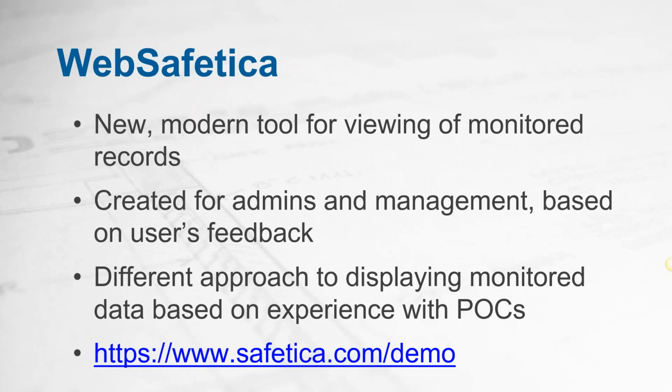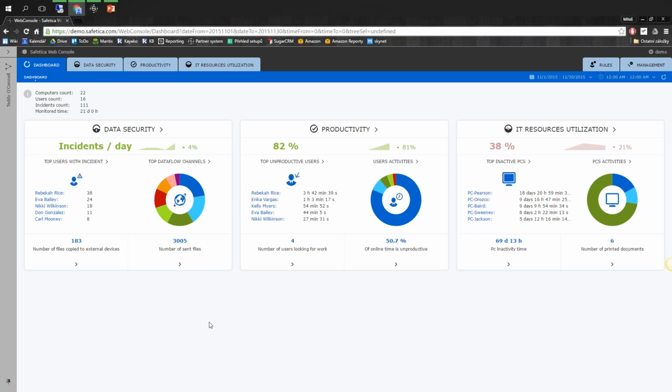I have prepared a little demo to show you Web Safetica as it is. The first page you will see after going to the page where your Web Safetica is installed is the dashboard. The dashboard is divided into 3 logical modules called data security, productivity and IT resources utilization. These 3 containers are interactive, so you just need to choose which part you want to enter and you are filtered into the page where all the information you are looking for is listed.